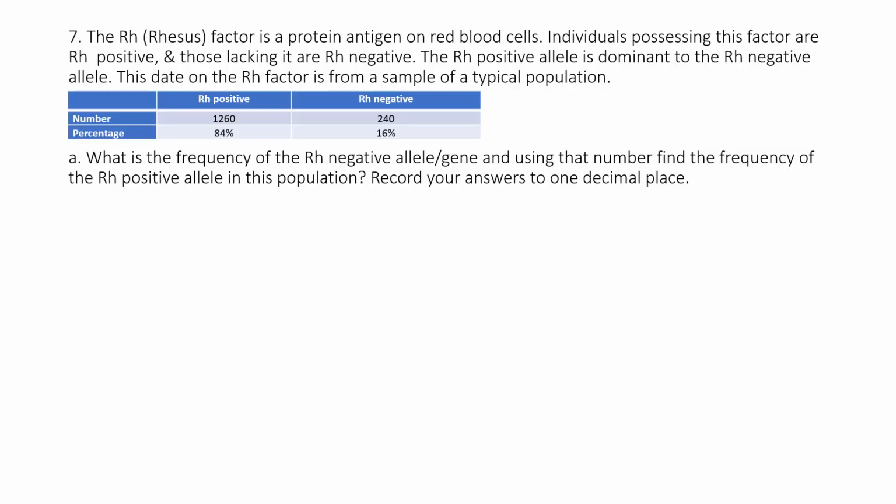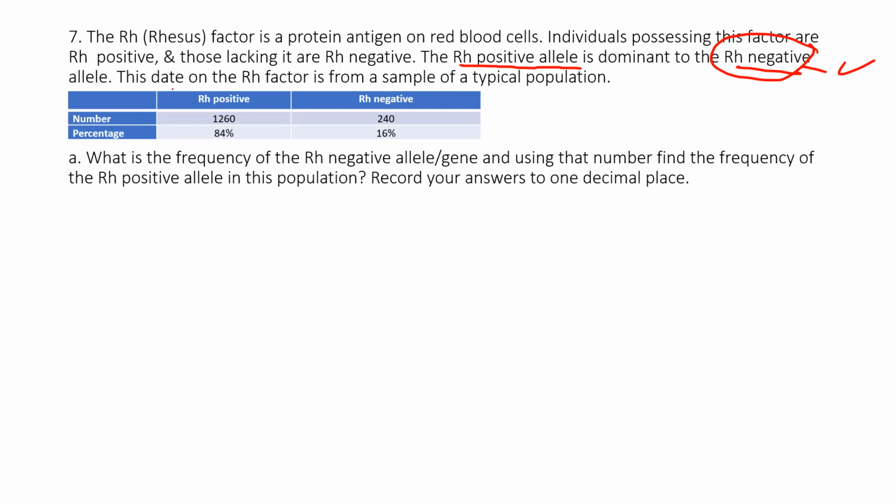Question 7 says the rhesus factor is a protein antigen on the red blood cells. Individuals possessing this factor are Rh positive, those lacking it are Rh negative. Okay, Rh positive is dominant. They're telling you here, and we know this from questions in unit 6 or unit 5. We've seen this before. So Rh positive is dominant to Rh negative, meaning we're always going to use this in our calculations.